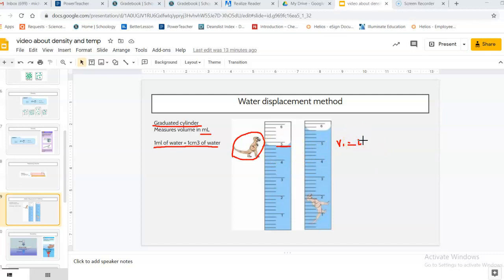So the initial volume is 4.8 mLs. Okay. And then I stick the dinosaur inside, and just like when you get in a bathtub, the water in the bathtub rises up because your body is displacing that water. The same thing, the dinosaur is going to displace the water with its body. So the final volume is going to be 5, 5.2, 5.4, 5.6.